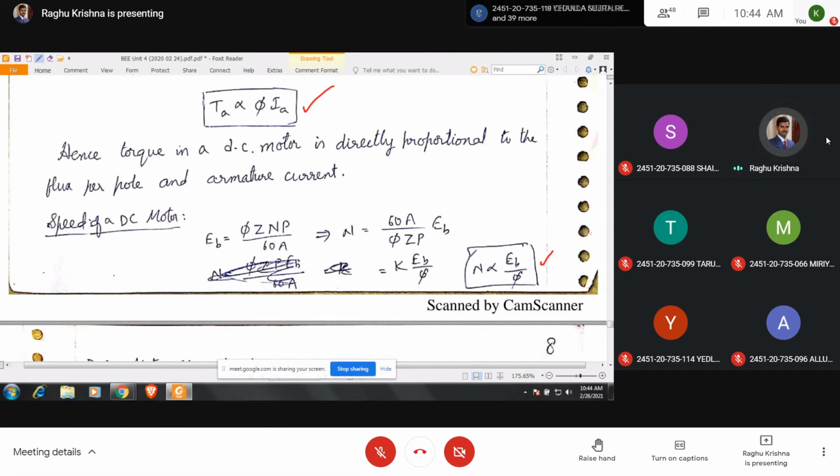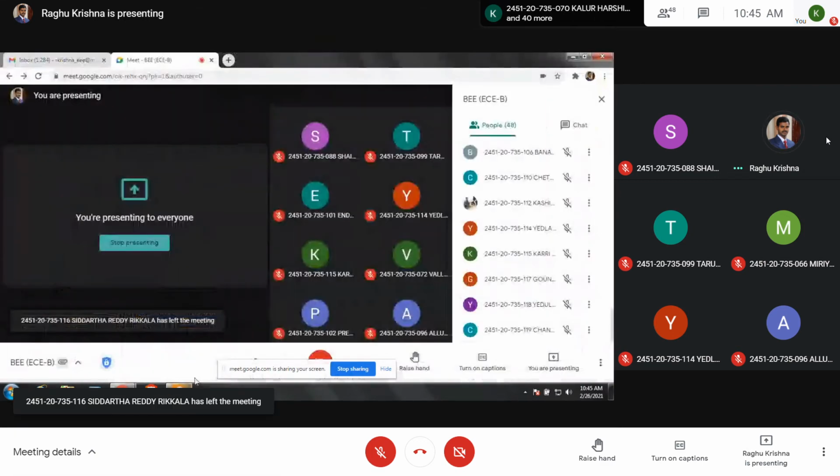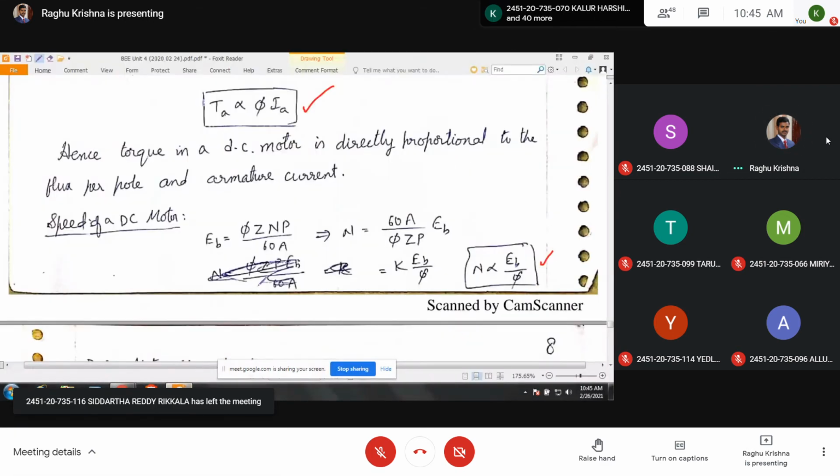Have you written these two? Shall I proceed? Please respond. These two are very important. To understand further topics, you have to know these two equations. Torque is proportional to phi into Ia, and speed is equal to K into EB by phi, which can be written as speed is proportional to EB by phi. Are you able to hear my voice? Okay.